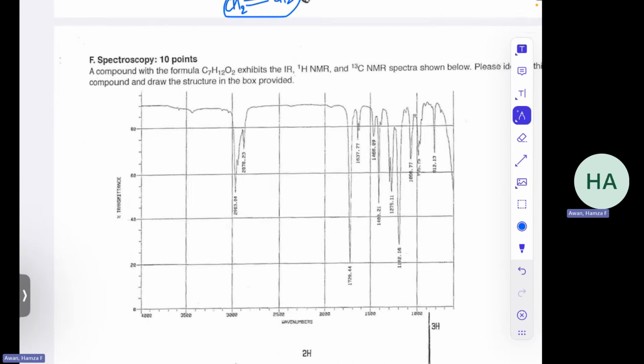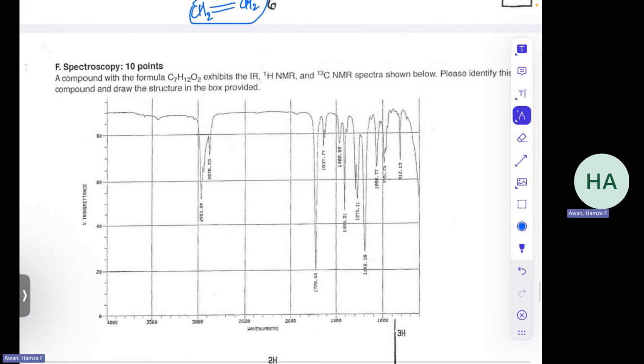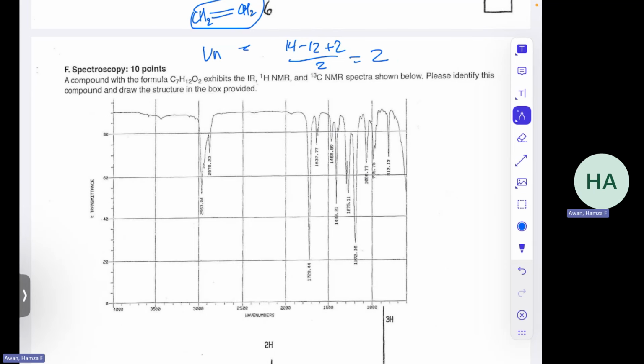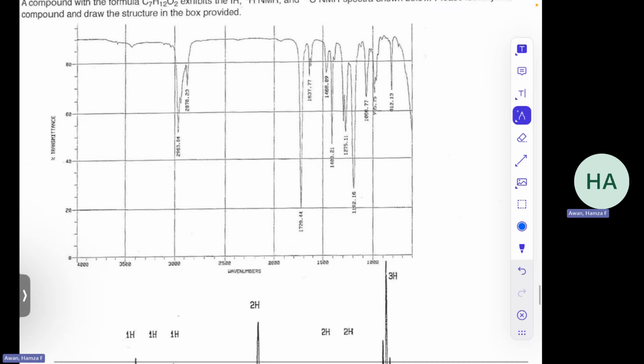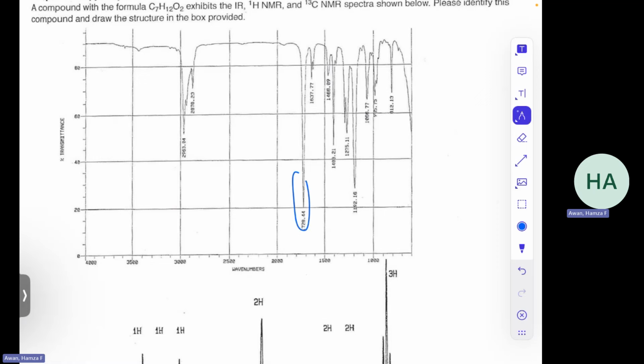So for this spectroscopy, we have the compound C7H12O2. If we calculate the unsaturation number, this is going to be equal to 14 minus 12 plus 2 over 2. That's going to give us an unsaturation number of 2. So we have 2 double bonds in this structure. If we look at the spectroscopy, we have this peak over here, and this is going to be a C double bond O peak.